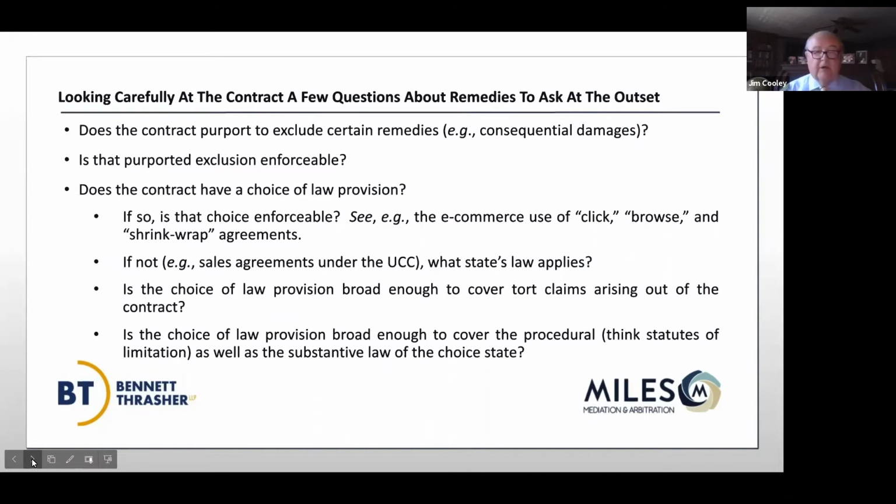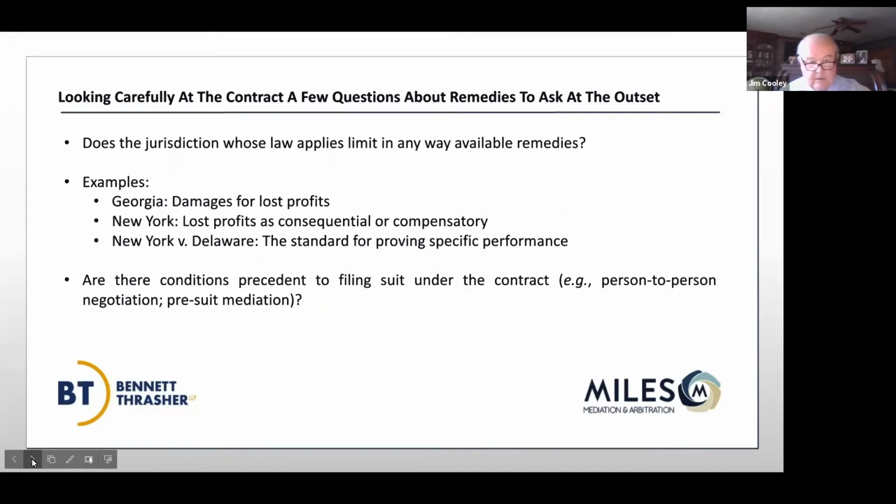Okay, continuing on with our questions, is the choice of law provision broad enough to cover the procedural, i.e. think statutes of limitation, as well as the substantive law of the choice state? Sierra, let's have the next slide. Does the jurisdiction whose law applies limit in any way the available remedies? This subject is so broad that I wanted just to give you a few examples to try to get you to think a little bit about these kinds of issues.